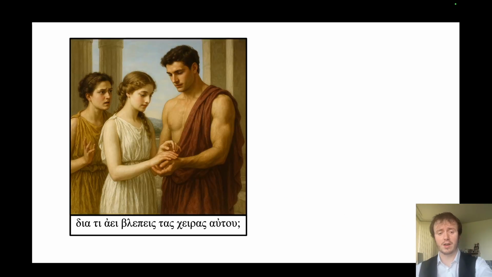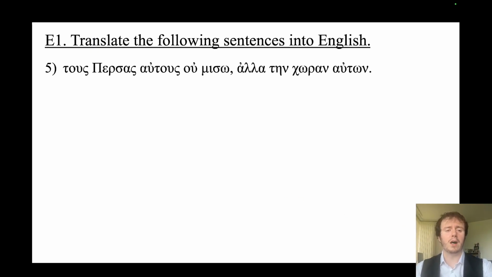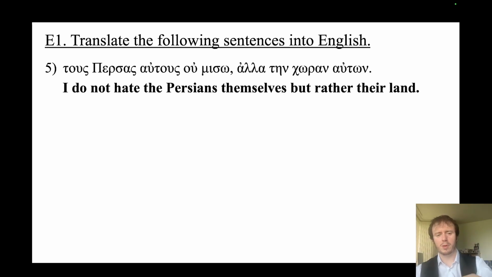Anyway, let's continue on. Number 5 is tous persas autous ou misô alla tên chôran αὐτον. Here you should have put, I do not hate the Persians themselves, but rather their land. And I should have put a comma in my translation. Okay, the comma's there now.